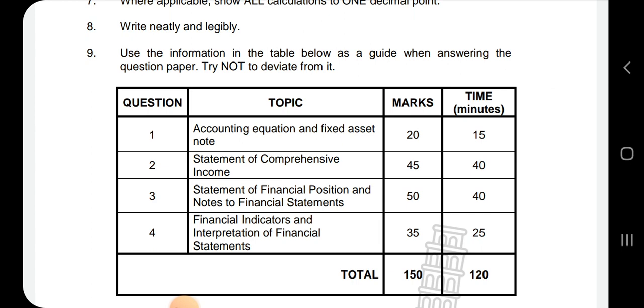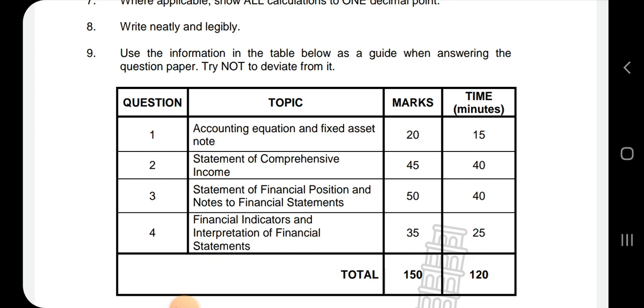So question 1 will be the accounting equation and fixed asset note. Question 2 is the statement of comprehensive income. Question 3 is the statement of financial position and notes to the financial statements. That is the balance sheet. Wow, it has more marks, 50 marks in total. Question 4 has financial indicators and interpretation of financial statements, which is 35 marks, and a total of 150. So this is the time you are expected to take on each question.